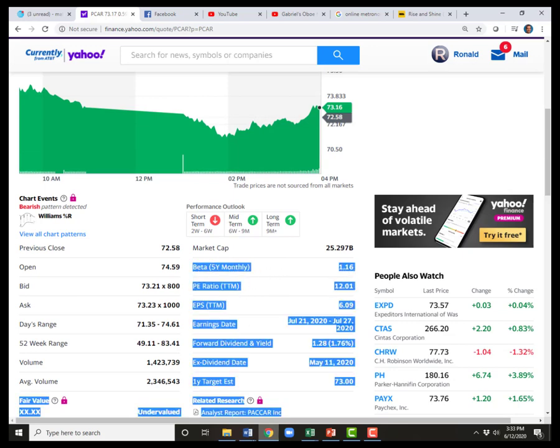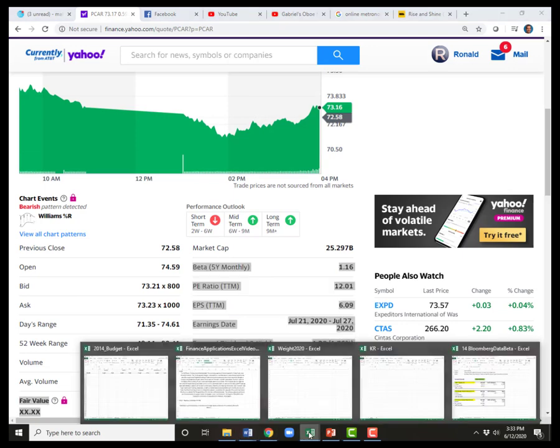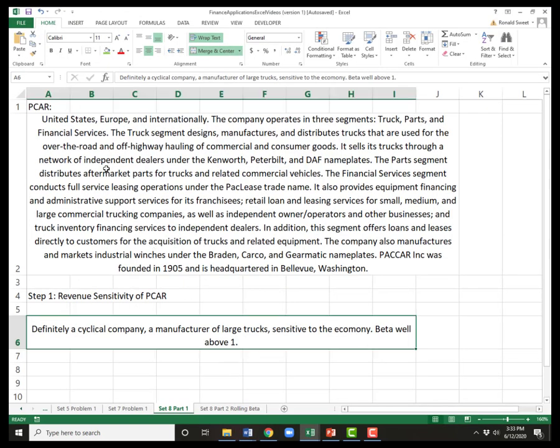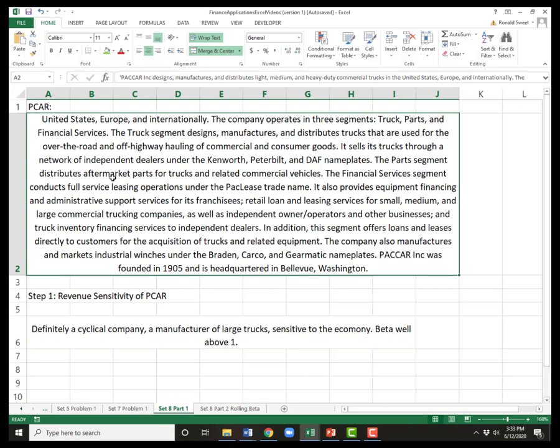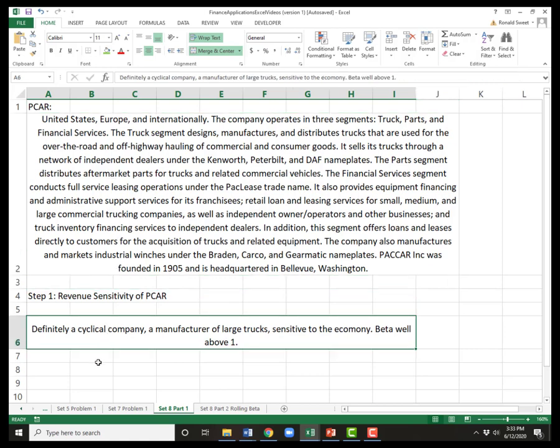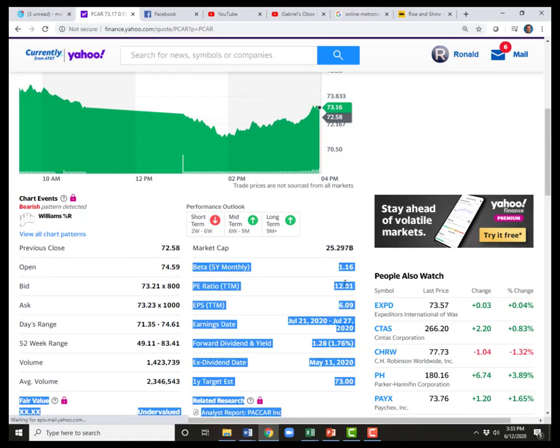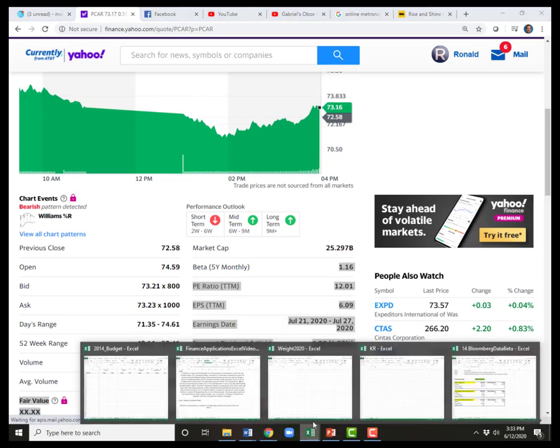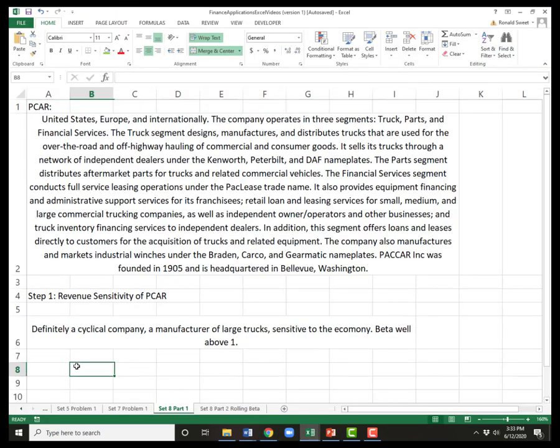But what you're going to do here is assess this firm without looking at that beta. What do you think about that firm? So I think this is a beta well above 1. I don't think 1.16 is well above 1, but we'll see. We'll do some extra analysis. The second step we're going to have, step 2, is operating leverage.